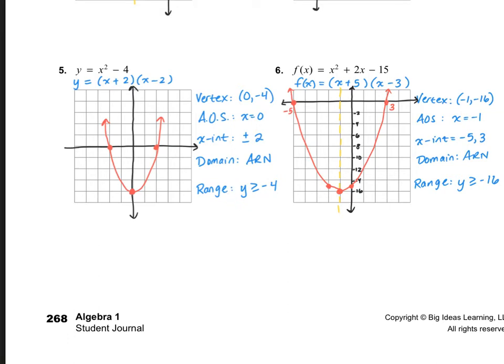For number 6, my vertex is -1, -16, so I needed to count by 2's on my y-axis so that I could make it down far enough. My axis of symmetry is x equals -1. My x-intercepts were -5 and +3. And my domain was all real numbers. My range was y greater than or equal to -16. I also went ahead and put these points in here. Since it was written in standard form, I knew, if you remember from a previous lesson, that the y-intercept is -15, so I went ahead and put that in as well.